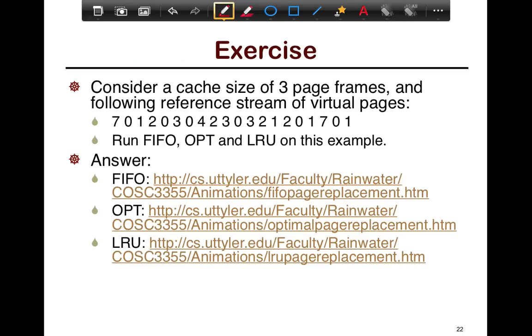The links I've shown you here, animations, kind of highlight the differences between FIFO, OPT, and LRU. I would encourage you to go take a look at these.